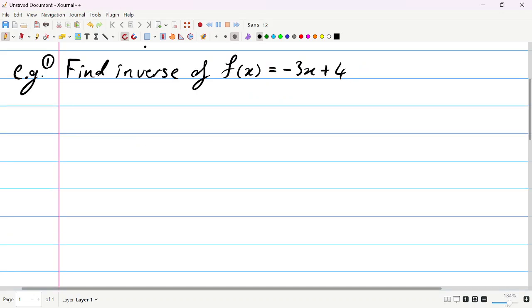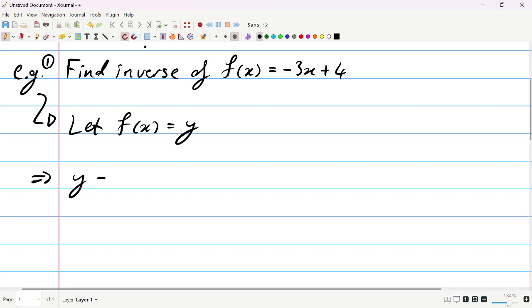Okay. So here's our question. We need to find the inverse of f of x equals negative 3x plus 4. So the first thing that you're going to do is say let f of x be equal to y, such that what we're going to have is y is equal to negative 3x plus 4. Because remember, this is the same as the y, obviously, in this case.